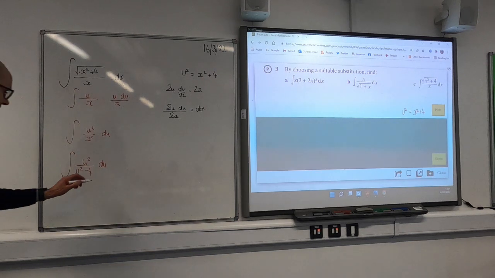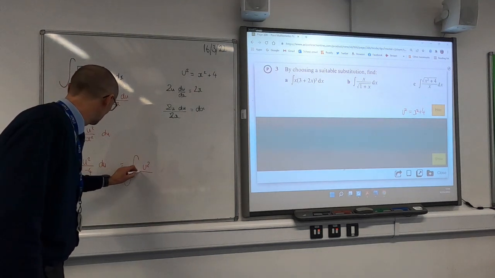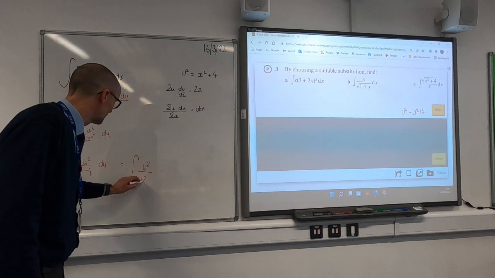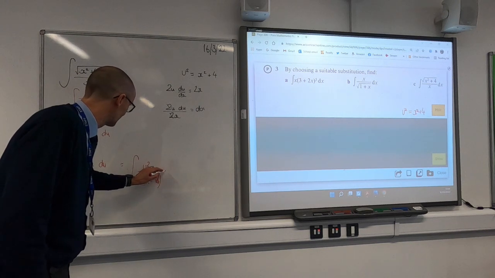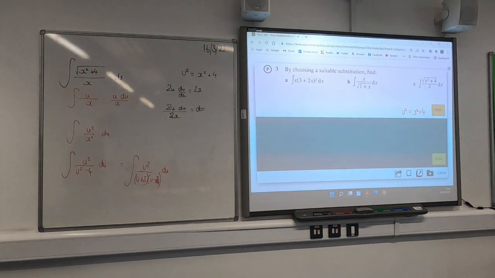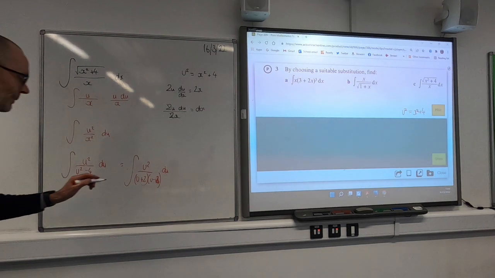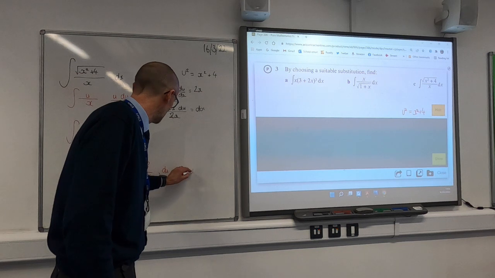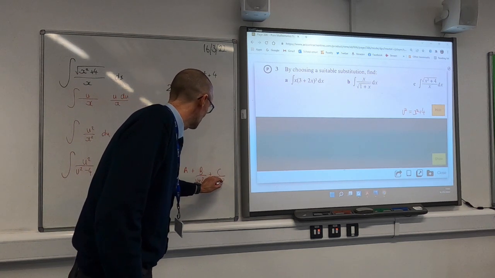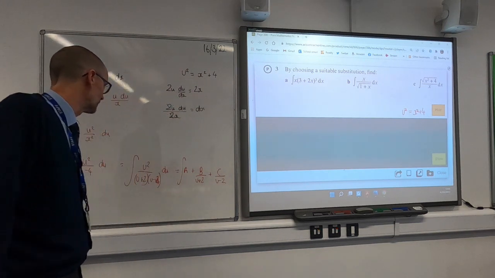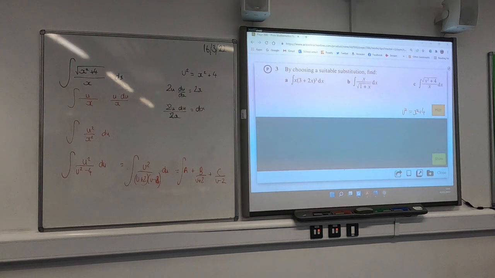Guess what? This one is partial fractions, but the order of the numerator is the same as the order of the denominator. So it's going to be a plus b over u plus 2 plus c over u minus 2. So I'm going to do that division first.